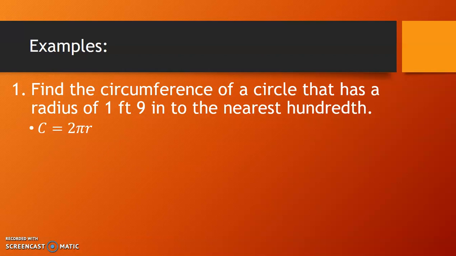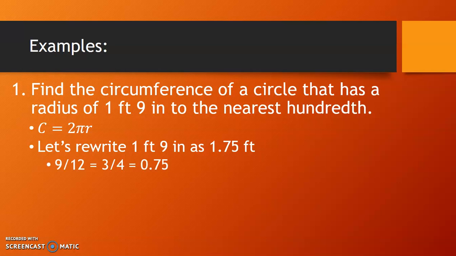Since they gave me radius, I am going to use the equation 2 pi r. And so I'm going to rewrite the 1 foot 9 inches as 1.75. Now how I got the 0.75 is because there's 12 inches in 1 foot. So if I put 9 over 12, that reduces to 3/4, which would be 0.75. So it's 3/4 of a foot. So then we plug it in. We take 2 times pi now times 1.75. And if we round it to the nearest hundredth, it actually comes out to be an even 11 because the decimals after that are zeros.